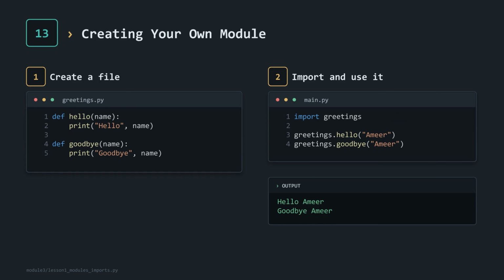Creating your own module is straightforward. Just save your functions into a new file, and then import that file into your main script. Once imported, you can access those functions exactly as you would with any other module, effectively organizing and reusing your own custom code.